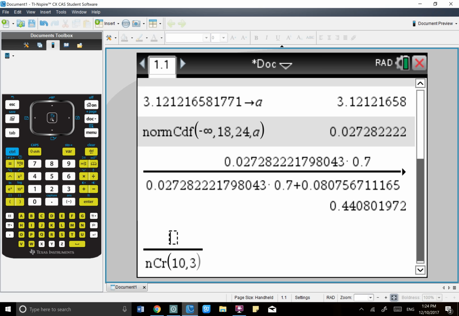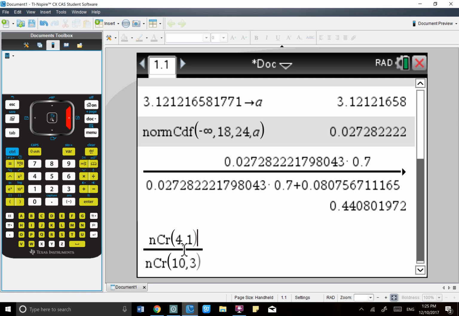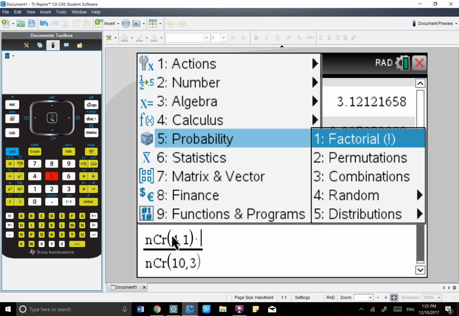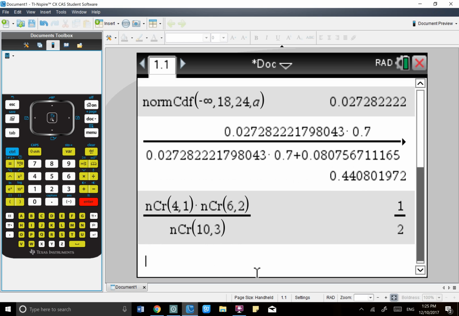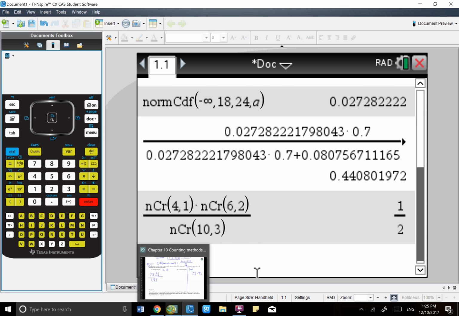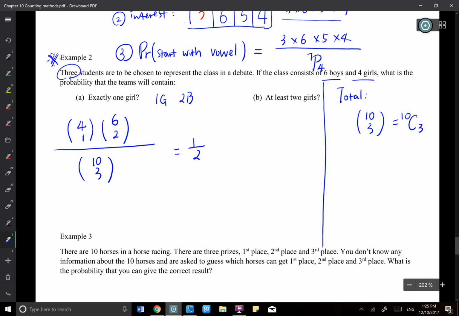Then I have the top menu 5 3. I want 4 girls and I want to select 1, so this is definitely a 4. Remember, n choose 1 is just n, so 4 choose 1 is just 4. Times menu 5 3, I have 6 boys and I want to select 2. So equal half. After I put that into the calculator I get half. So there is a half chance there will be exactly one girl in this team. Now I will write half here.